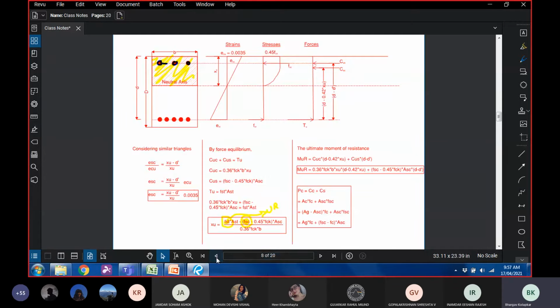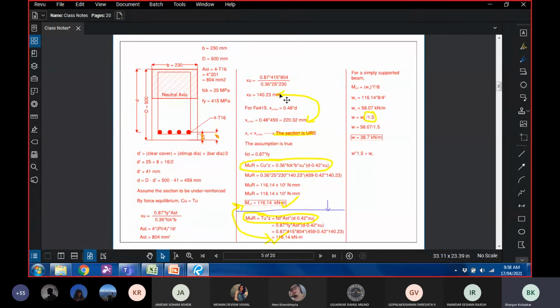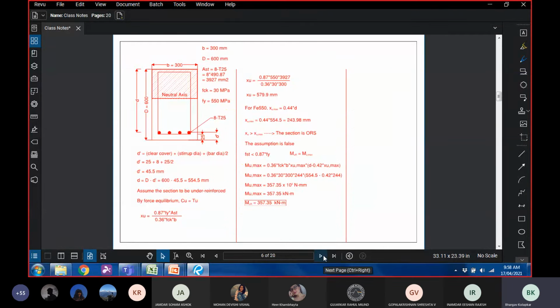Okay, perhaps I'll go at a numerical that we solved. Yes, so this is the beam numerical. 2 slides, it's done.